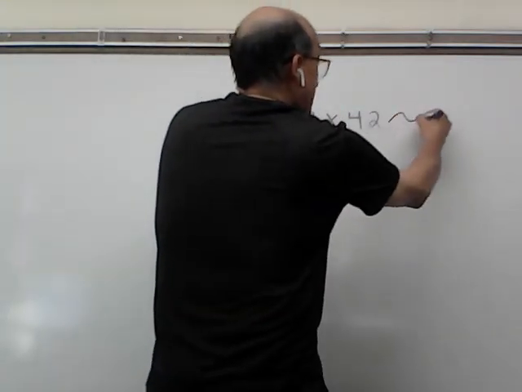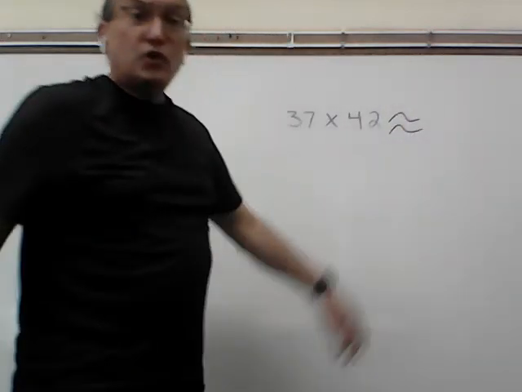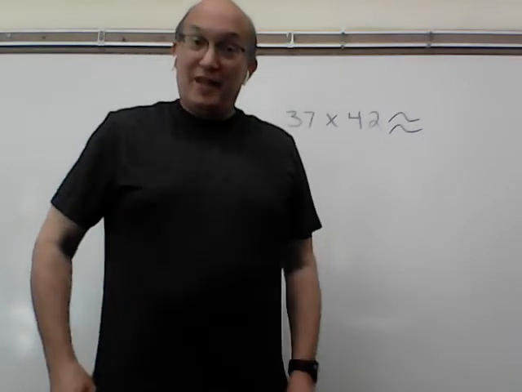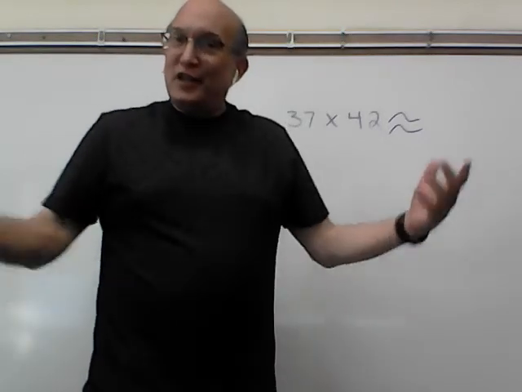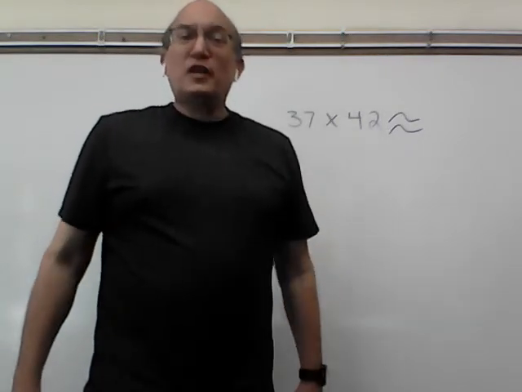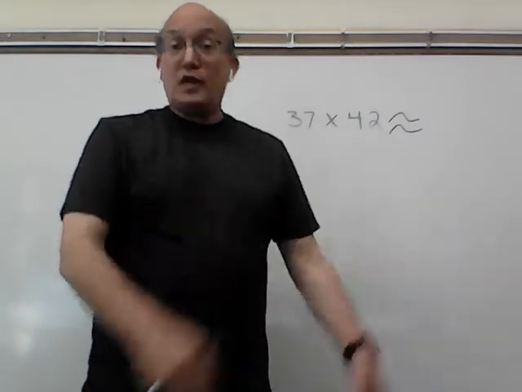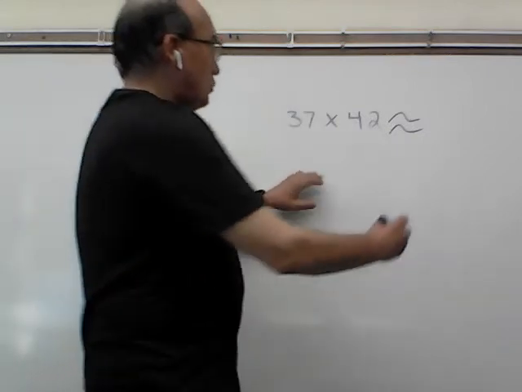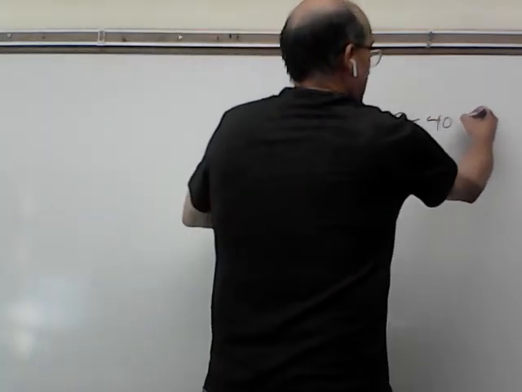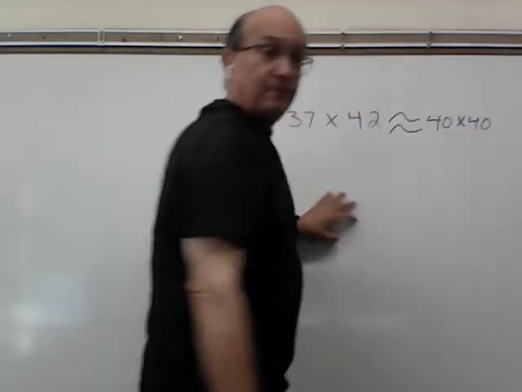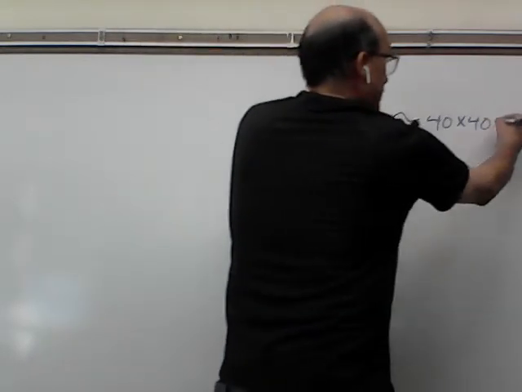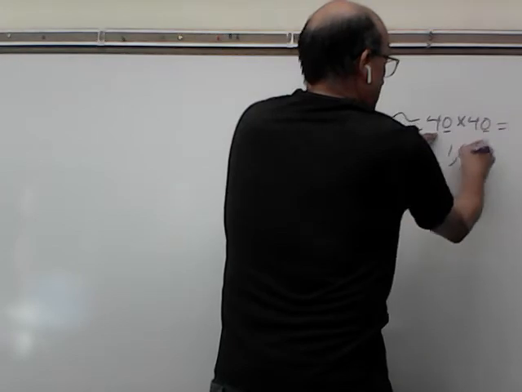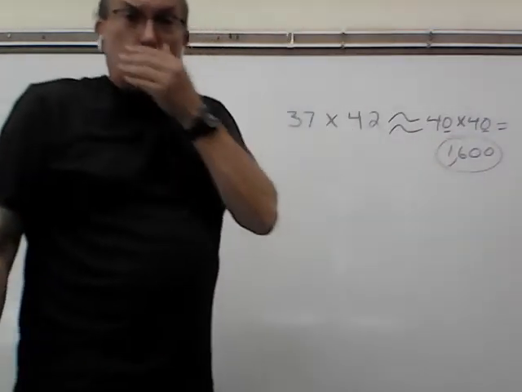So let me introduce now another symbol, the squiggly equal sign. That's what I call it. Maybe it's got another name, but you don't have to learn it if it exists. Just call it a squiggly equal sign, or about equal to. That's what it means. 37 times 42 is about equal to 40 times 40. And 40 times 40, 4 times 4 is 16, plus the 2 zeros tacked on, 1600.